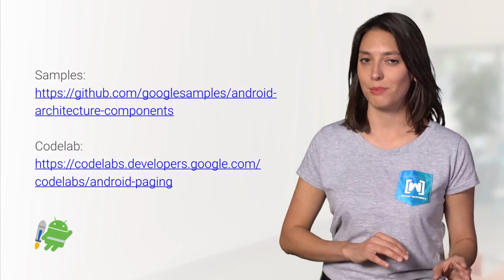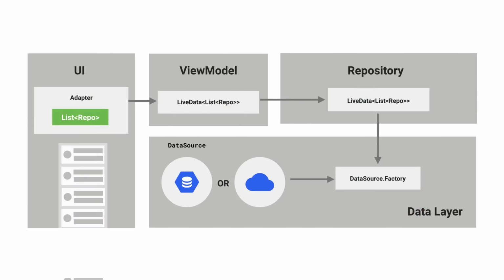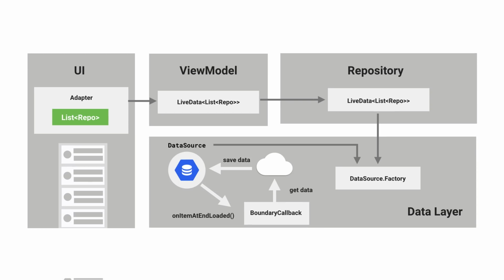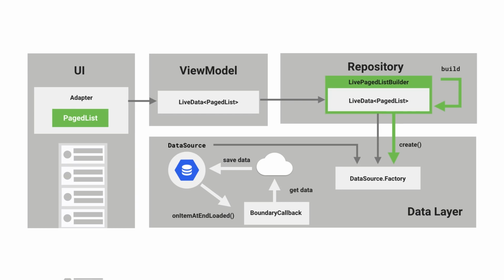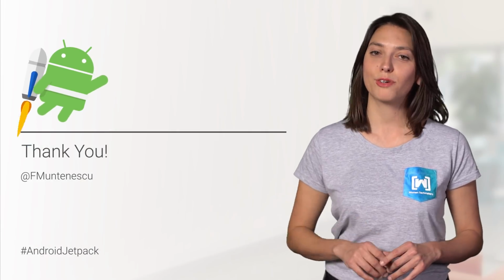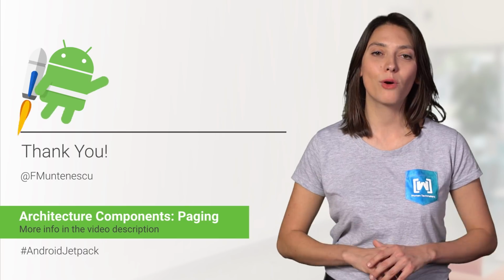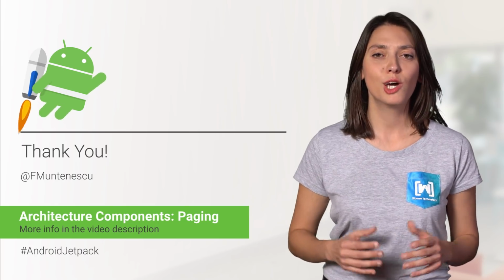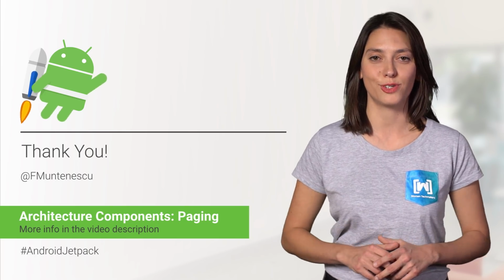Okay, let's sum it up. Here's what you'll need to do to integrate paging. You'll need to define your data source, create a boundary callback if it's needed, create the live data of a page list with the help of a live page list builder, update your adapter to be a page list adapter, and then finally, observe the live data of a page list in your UI and set the page list to the adapter. That's it, just 5 steps. Check out our documentation, code samples, and Colab, and start using the paging library to provide smooth, performant lists for your users.